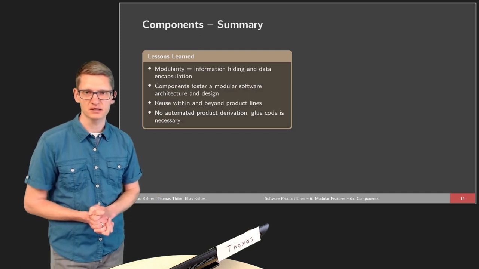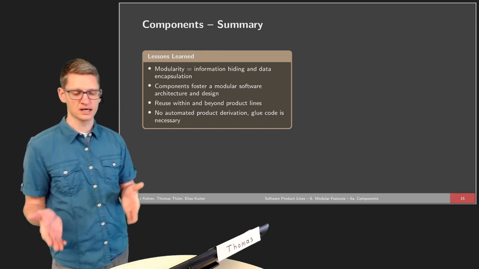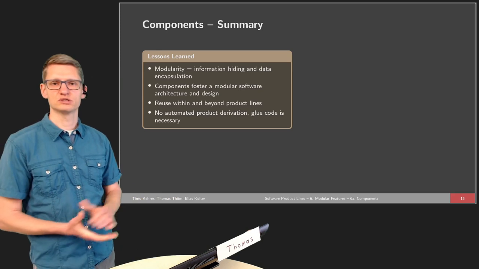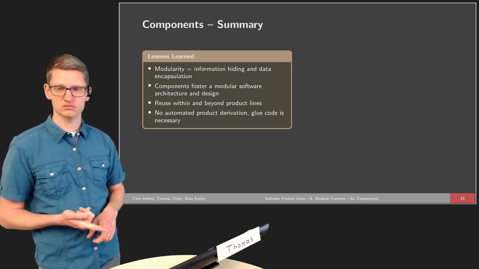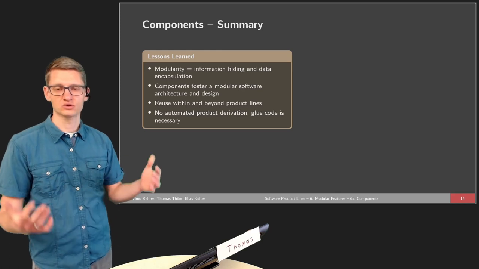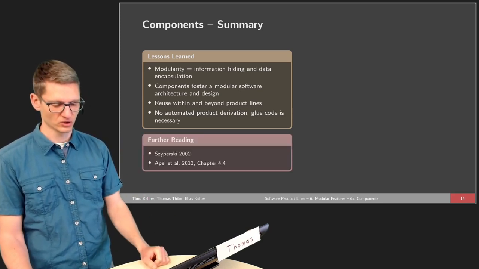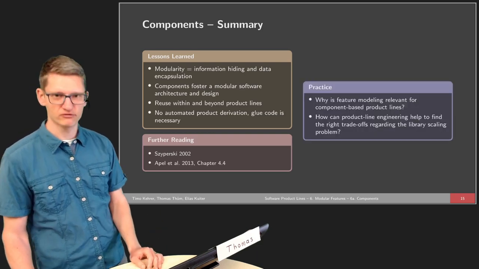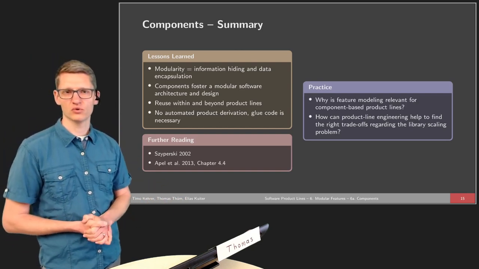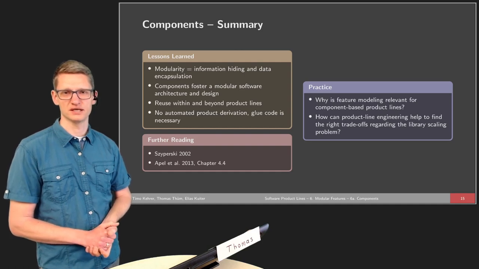So what are the lessons learned of this part? We talked about modularity, which is, in a very simplified fashion, information hiding and data encapsulation. Components foster a modular architecture and design of software in general. And we looked at what we can do with components in terms of product lines. We can reuse components within and beyond product lines, but still there's no automated product derivation from a feature selection, because we need to provide some glue code that connects those different components. Here's some further reading, and we have a practical task for you in case you want to reflect on our topics a bit. Why is feature modeling relevant for component-based product lines? How can product line engineering help to find the right trade-offs regarding the library scaling problem?